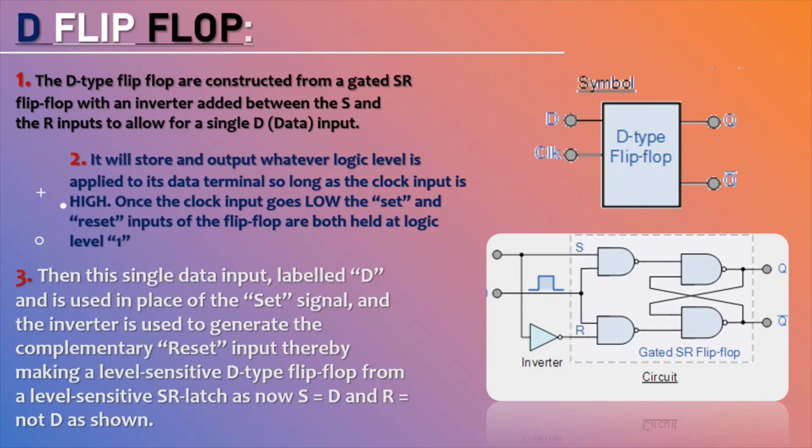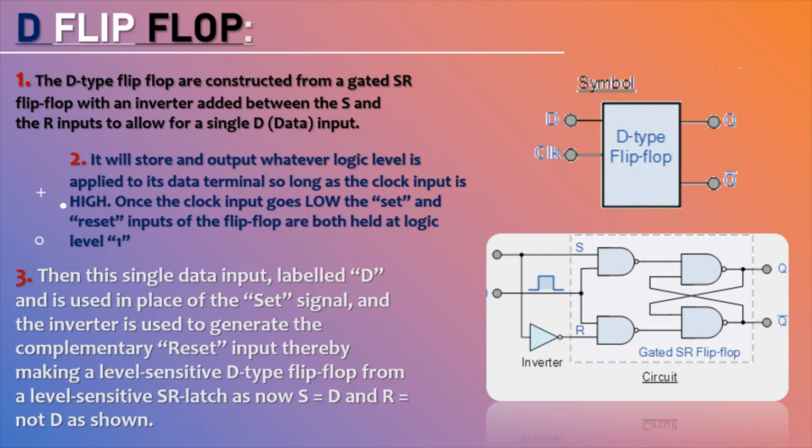D flip-flop. The D flip-flop is constructed from a gated SR flip-flop with an inverter added between the S and R inputs to allow for a single D data input. It will store and output whatever logic level is applied to its data terminal, so long as the clock input is high. Once the clock input goes low, the set and reset inputs of the flip-flop are both held at logic level.